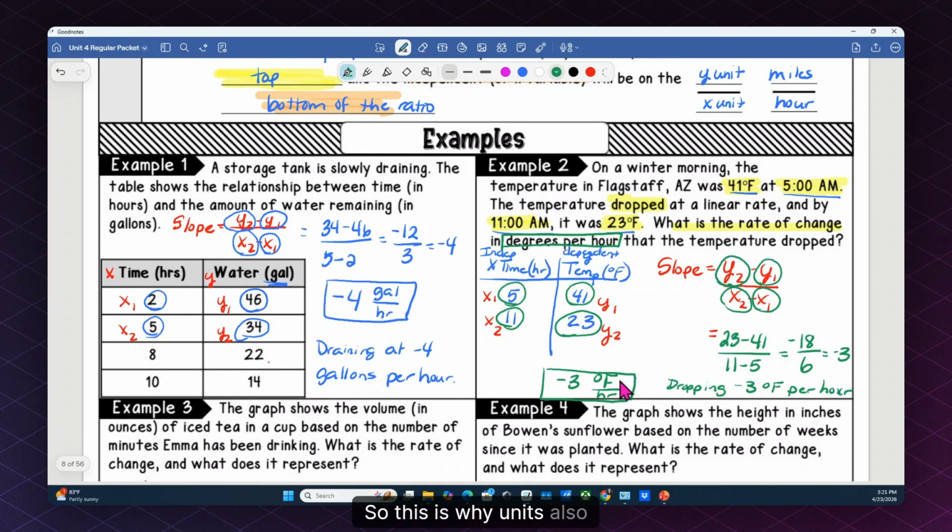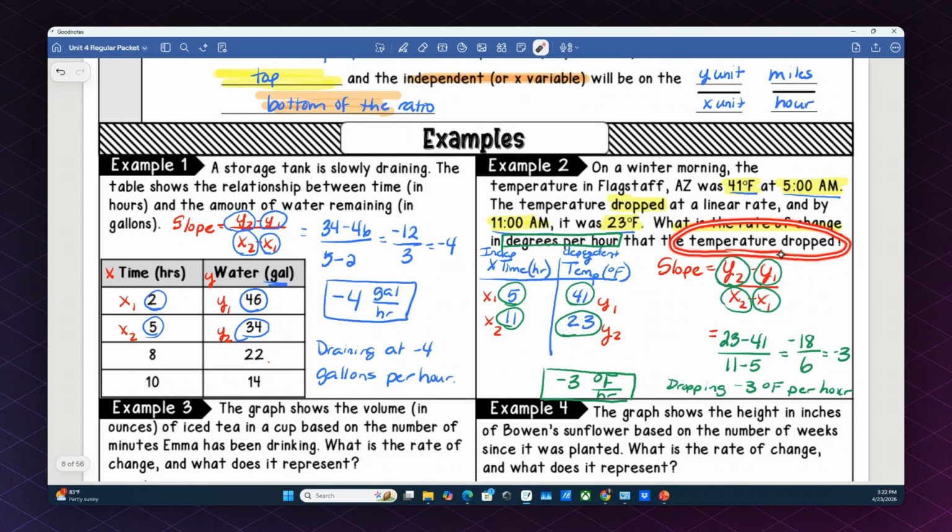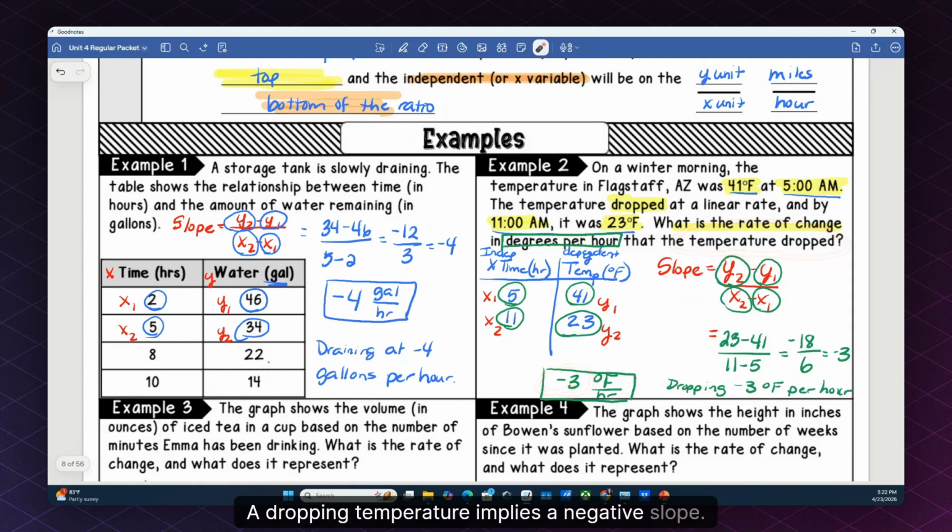Alrighty, so this is why units also tell us something important here, because if I just wrote negative 3, it could be negative 3 what? What are we even talking about? Oh, we're talking about degrees Fahrenheit per hour. Okay, the units tell us important information. I do want to point out something here real fast. We had this where it was slowly draining. That implies this negative slope. Okay, it's draining, it's going down. This one, we see that the temperature is dropping. A dropping temperature implies a negative slope.